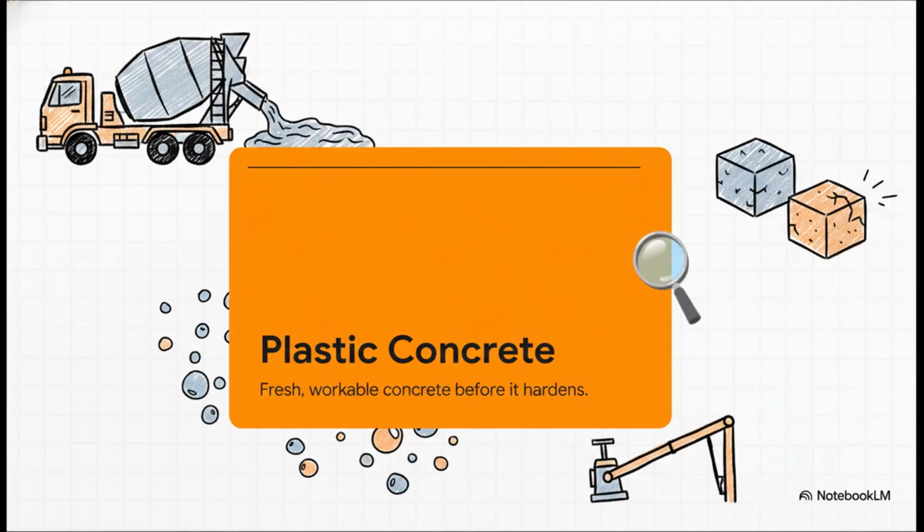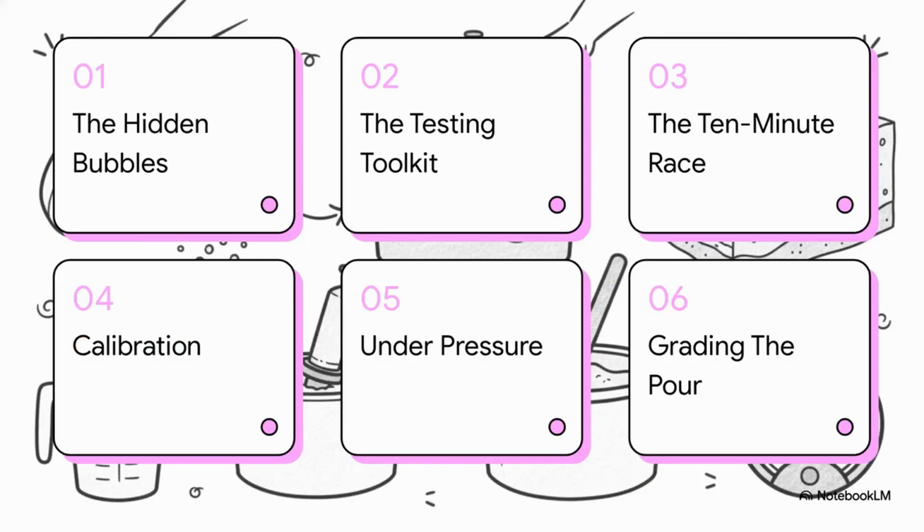The standard tells us that measuring the air content in this plastic state is absolutely crucial, but it also notes that the air content can actually change once it hardens, due to things like environmental exposure, how it's delivered, or even how it's pumped. Here is the architectural blueprint for today's explainer. First, we'll cover the hidden bubbles. Next, the testing toolkit. Then the 10-minute race, calibration, under pressure, and finally, grading the pour.